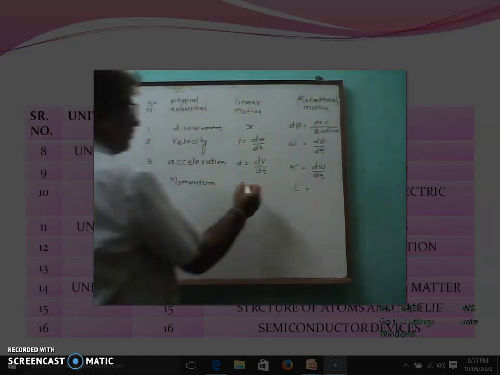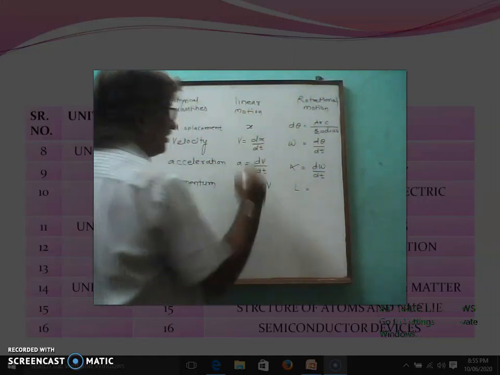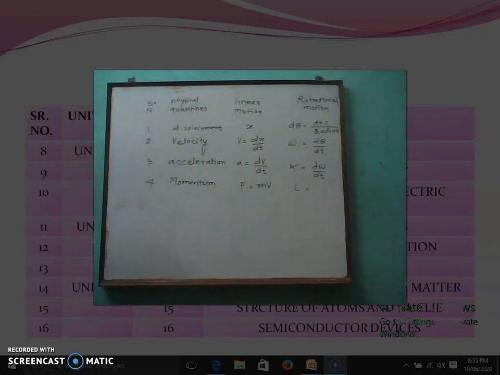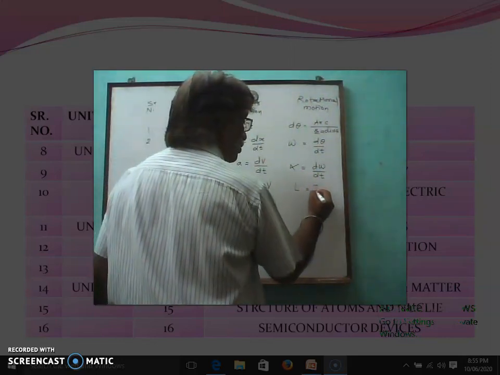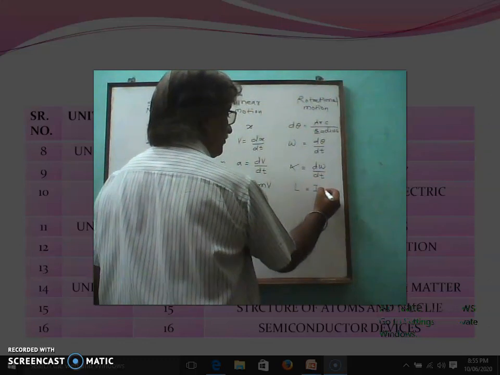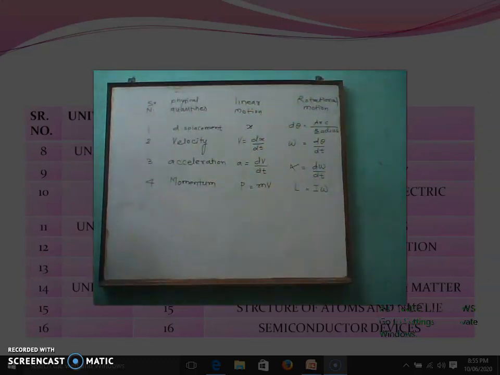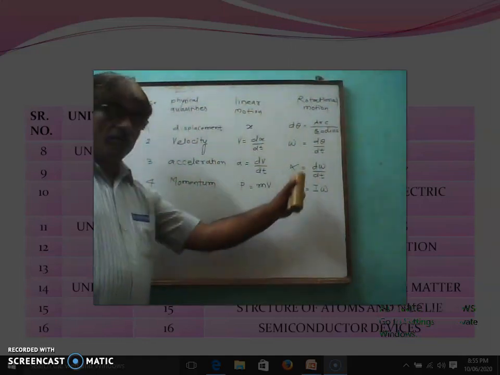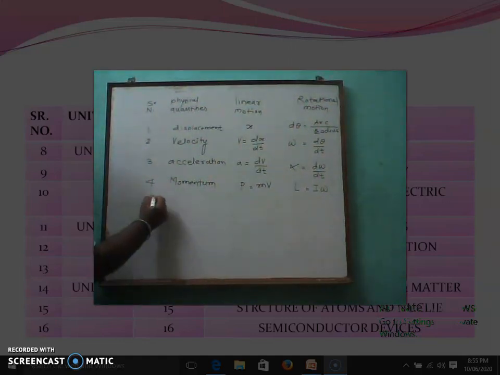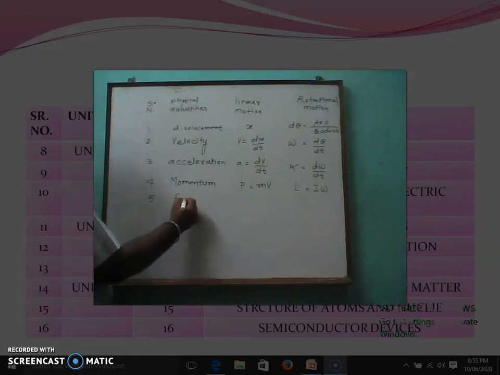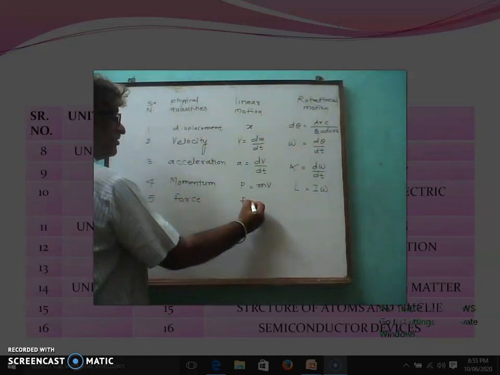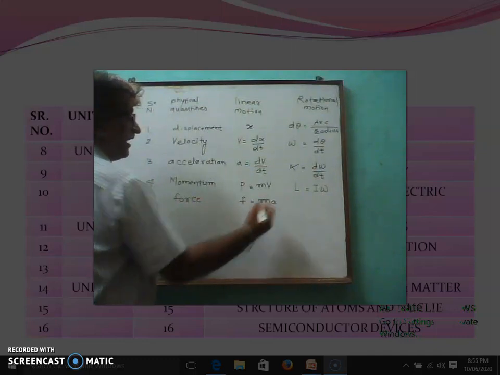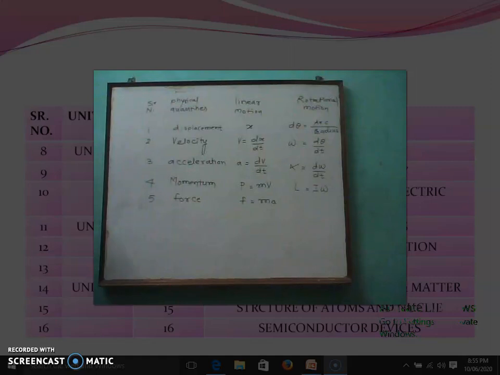Here, the product of mass and velocity is called linear momentum, whereas the product of moment of inertia and angular velocity is called angular momentum. Sometimes it is also called moment of linear momentum. The fifth quantity is force. In linear motion, force is denoted as F, and from Newton's law its formula is the product of mass and linear acceleration.